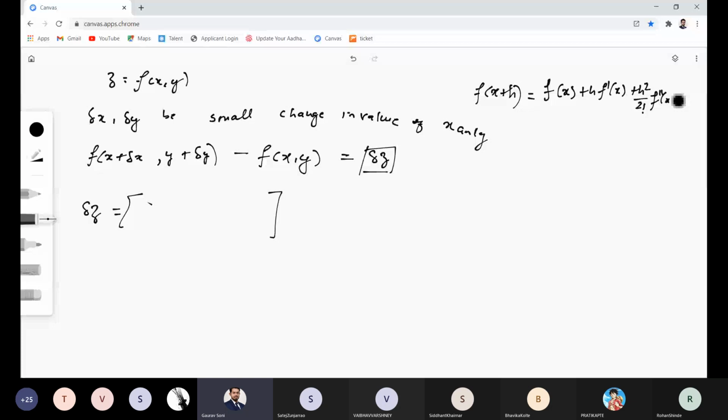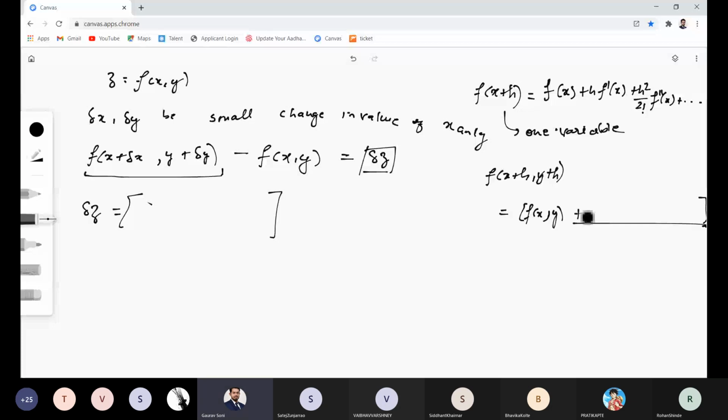So I will expand this f of x plus delta x, y plus delta y using the Taylor series, in which the first term is f of x comma y, and the second term is delta f by delta x dx plus delta f by delta y dy, and so on. These are the first two terms. Higher powers we will neglect. We will assume that the error part is very small in the higher power terms, and that's why we just consider the first two terms.